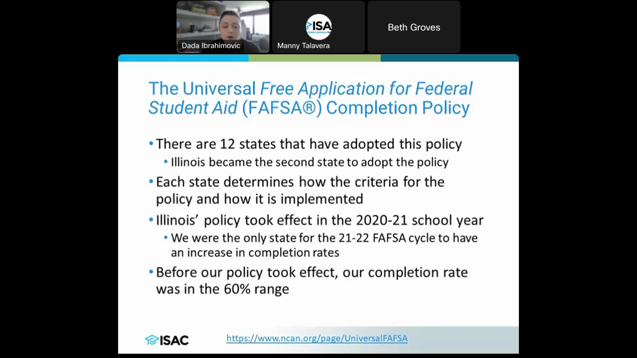Currently there are 12 states that have adopted this policy. Illinois became the second state to adopt it. Each state has to determine how the criteria for the policy is implemented. Illinois put this policy into effect in the 2020-2021 school year, and we were the only state for the 21-22 FAFSA cycle to have an increase in completion rates. We attribute this to making sure that we have enough trainings out there and that our ISAC Corps members are out in the schools helping with that. Before that policy took effect, our completion rate was in the 60% range.